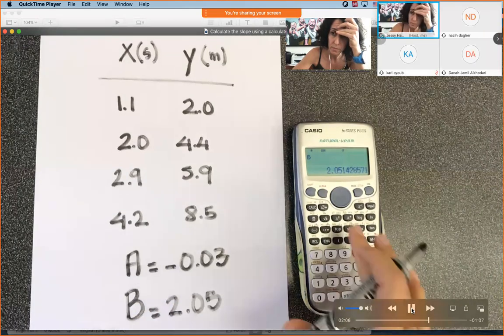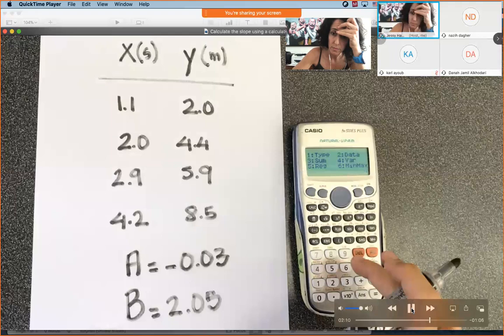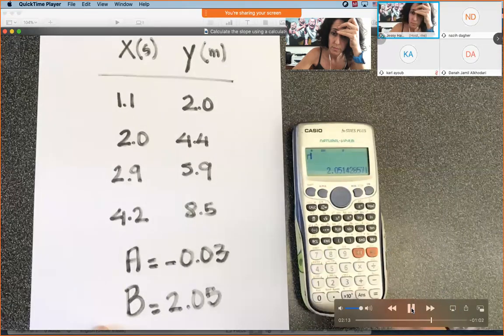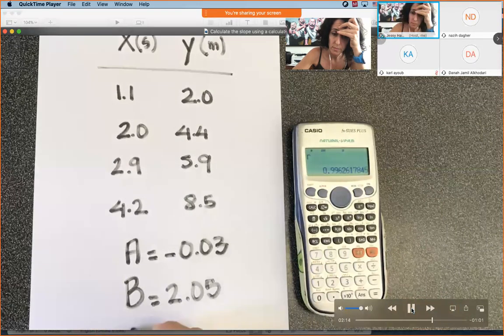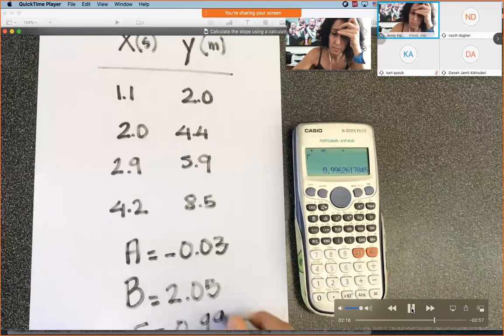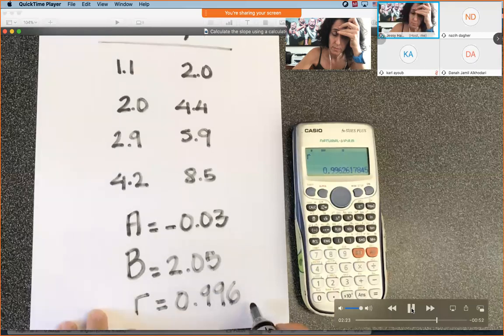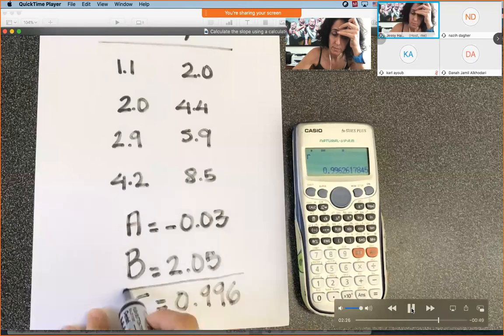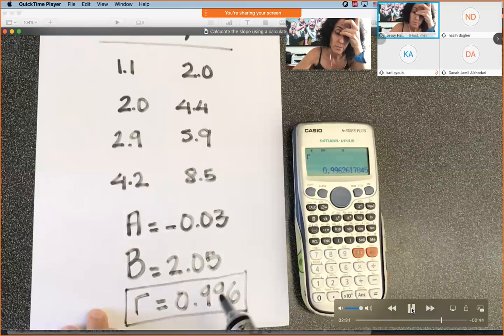And then Shift 1, Regression again, R is the coefficient of regression, and I'm going to explain again what it means. So 0.996. By the way, this R has no units. It's a coefficient, it has no unit. The closer to 1 it is, the more linear your function is. So as you can see, we're definitely dealing with a straight line since R is 0.996.